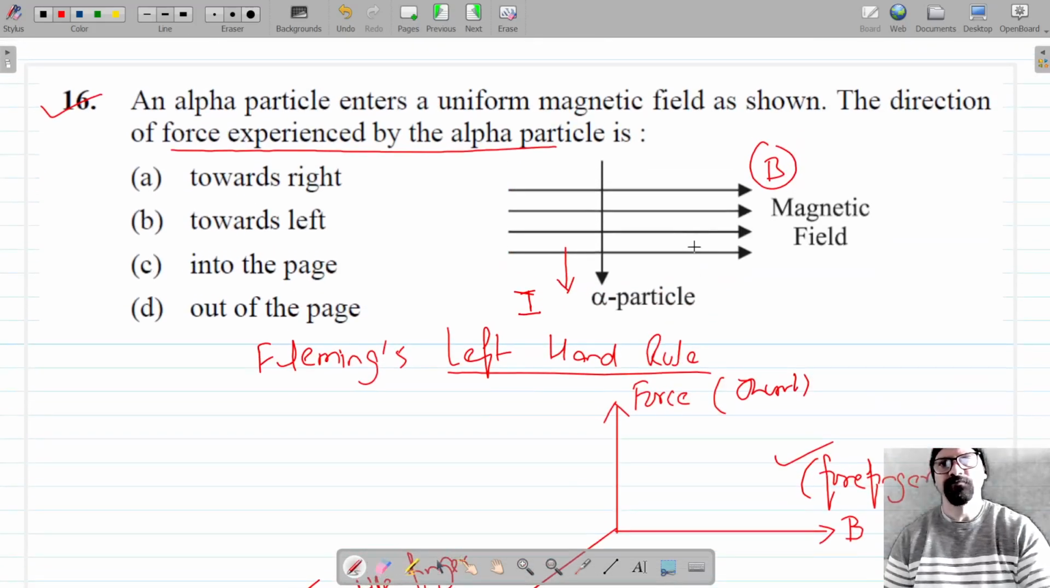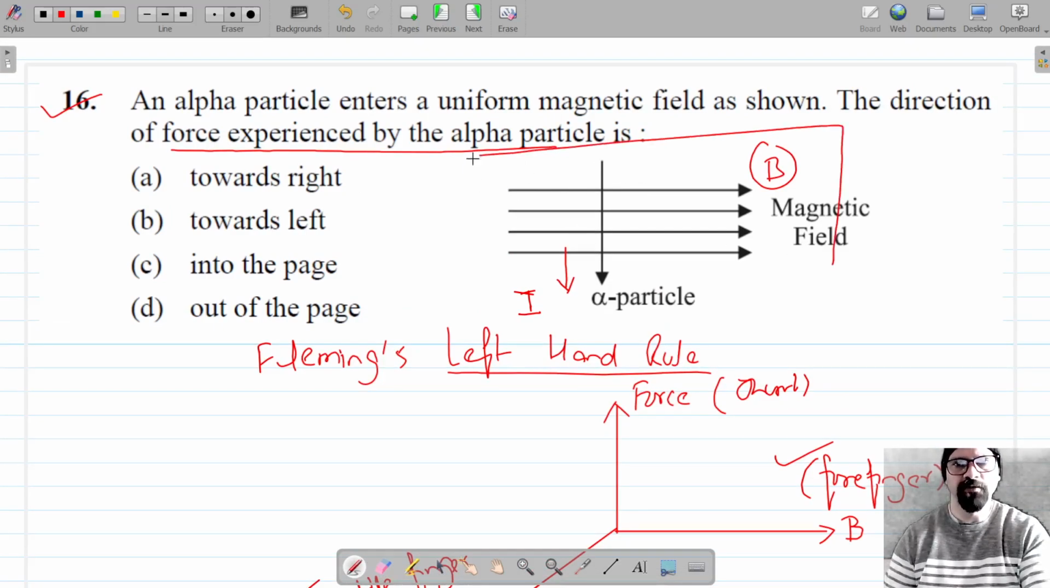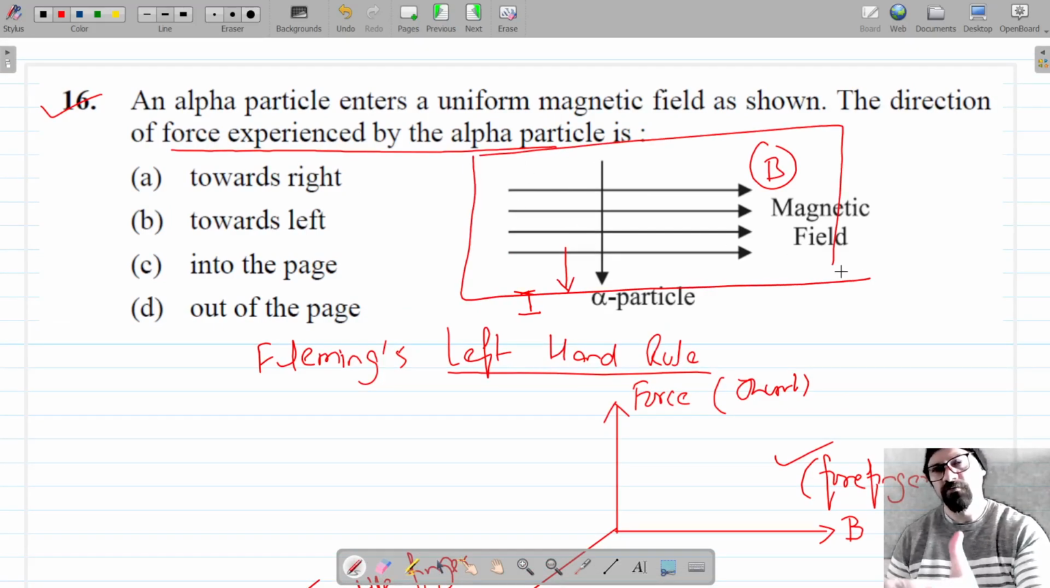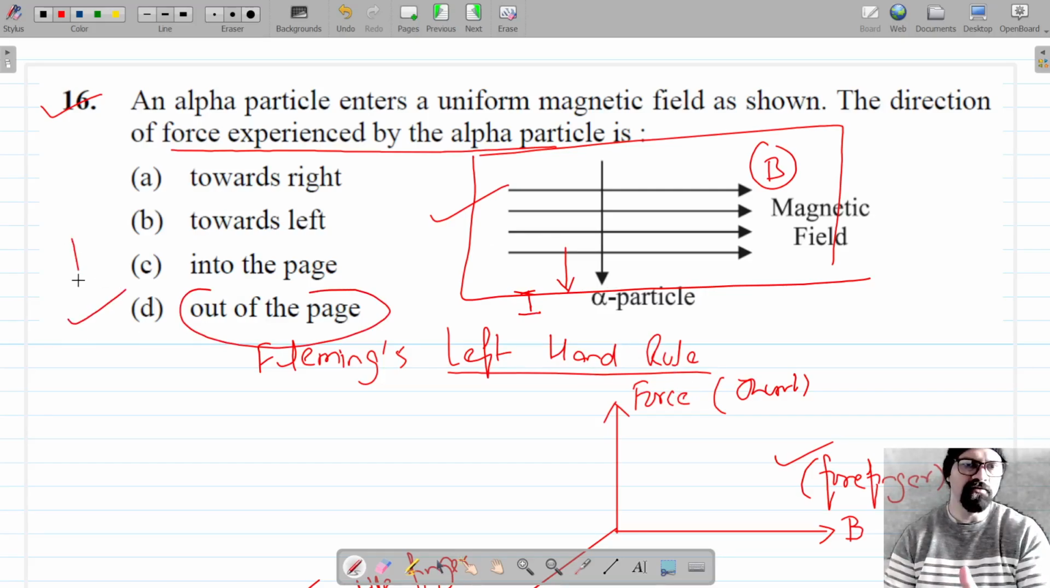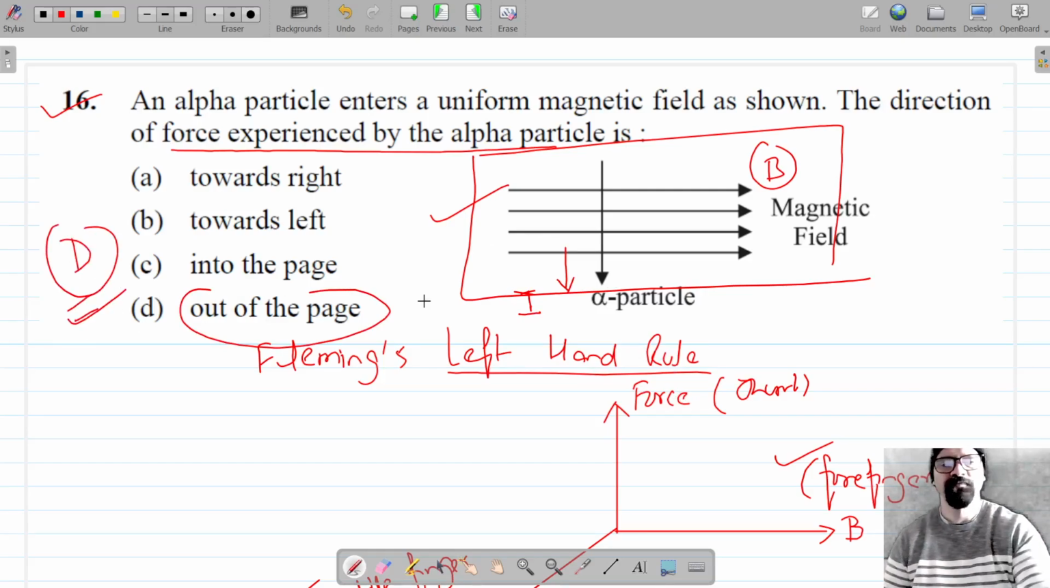Okay, now here, let this be the plane of the paper. I'm going to use my left hand. This is the direction of the magnetic field, the forefinger, and the direction of the current is downwards, given by the middle finger, and now the thumb is pointing towards me. So if this is the plane of the paper, then this thumb is pointing out of the plane of the paper. So this is out of the page. So D is the correct option in this case.